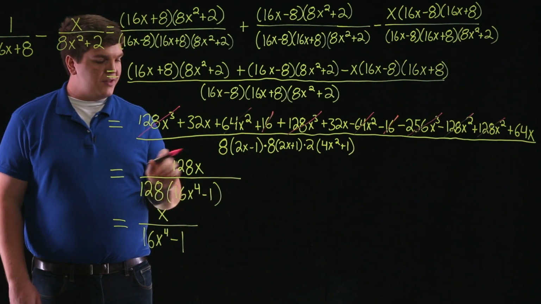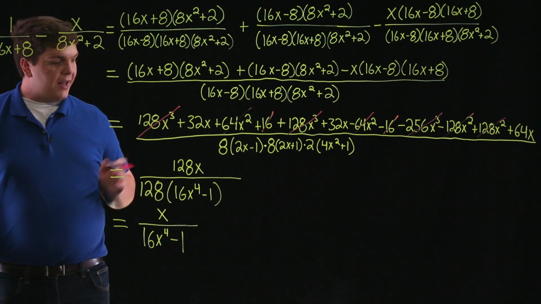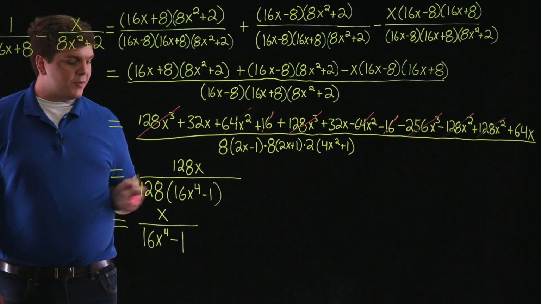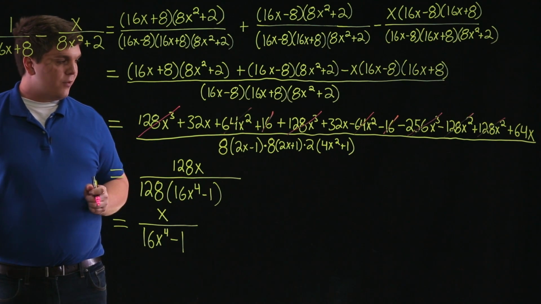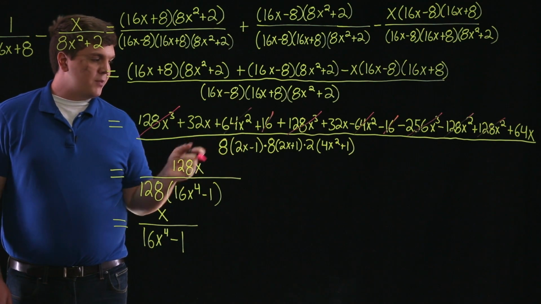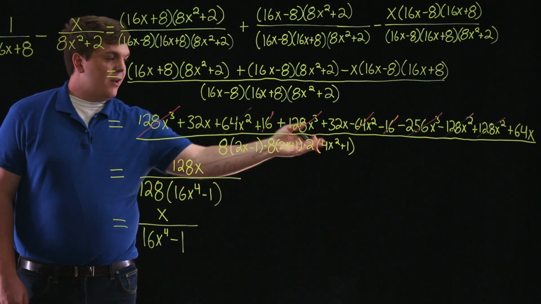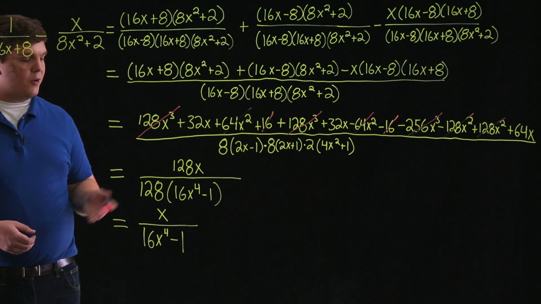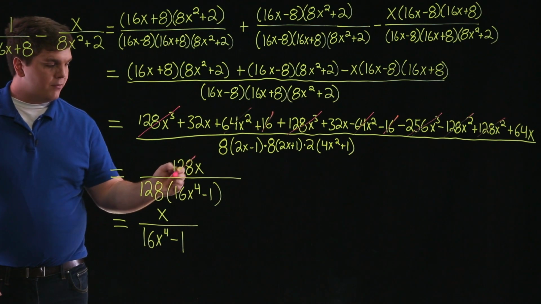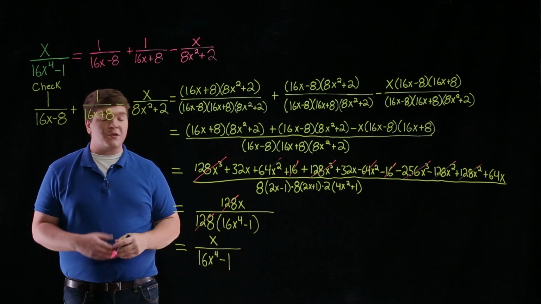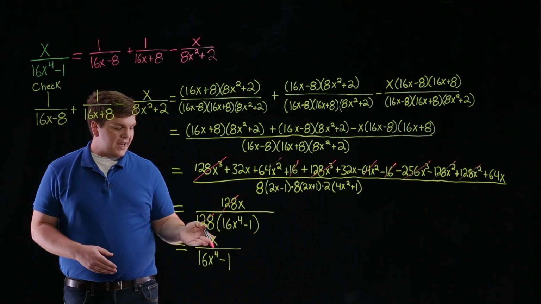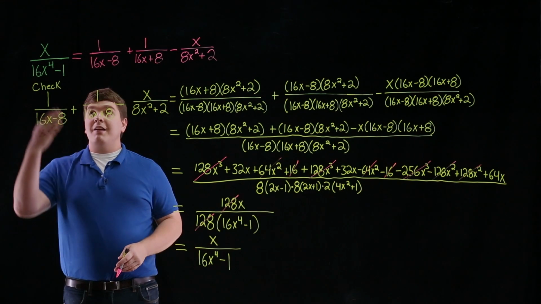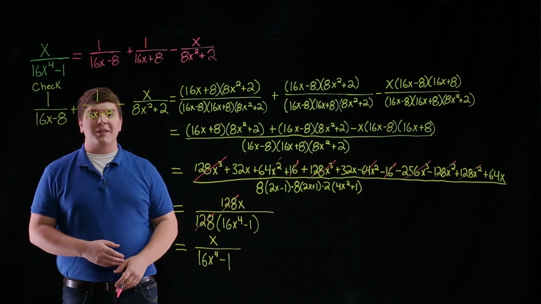So our numerator is just 128x, and our denominator, well, 128 comes from 8 times 2, and 16x to the fourth minus 1 comes from 2x minus 1 times 2x plus 1 times 4x squared plus 1. Here, we have a 128 in the numerator and in the denominator, so we can cancel these 128s, and what we're left with is x divided by 16 times x to the fourth minus 1, which we see is equal to our original expression.